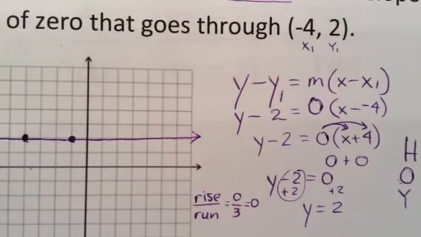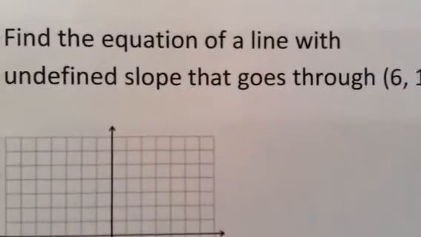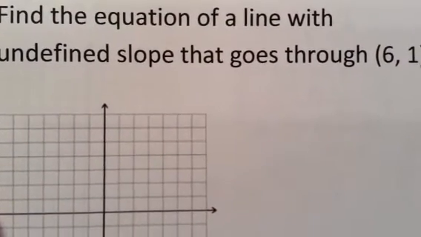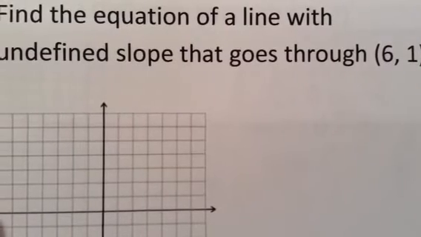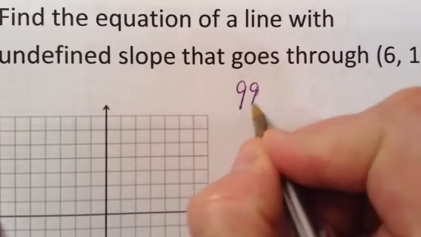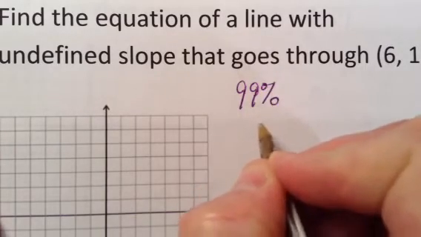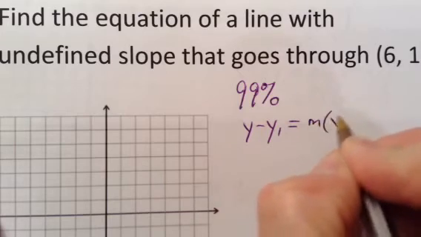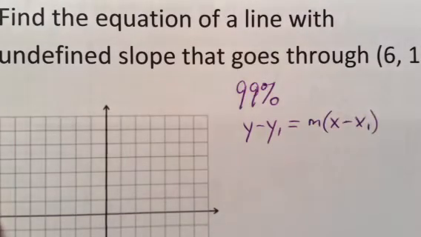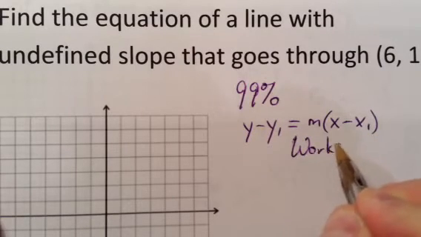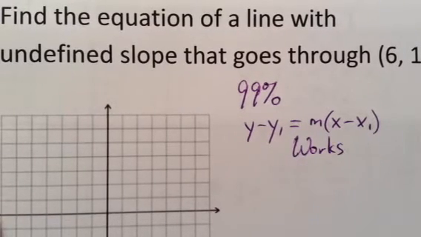So let's look at the last situation. Find the equation of a line with undefined slope that goes through 6, 1. All right. 99% of the time, this is what you need. This works 99% of the time. Well, guess what, that 1% of the time where it doesn't work?